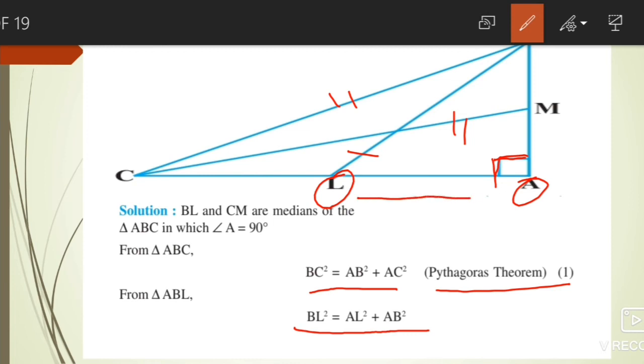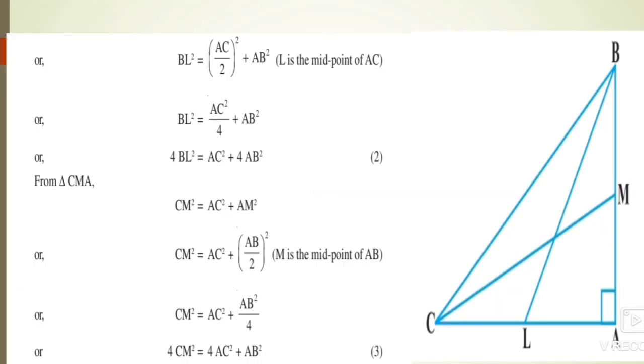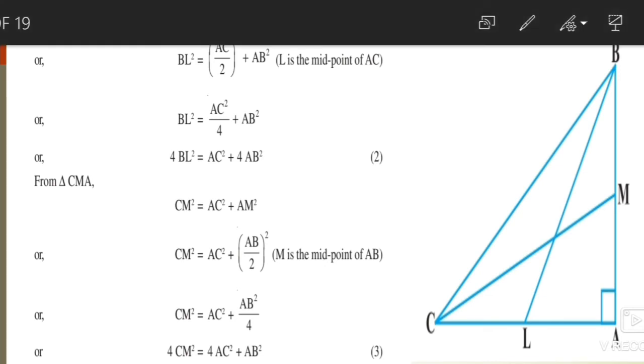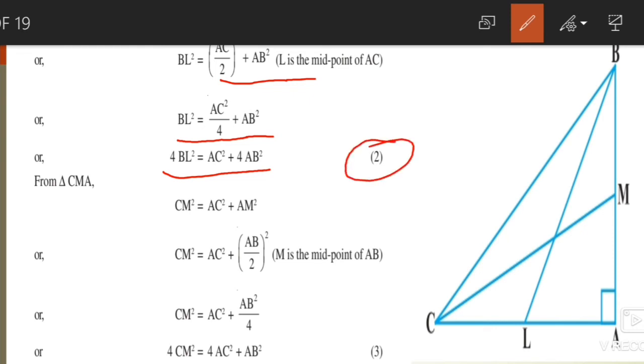Now look at this AL. This BL is the median, so you can say that AL is equal to half of AC. In place of AL square, in the next line I am writing BL square is equal to (AC by 2) whole square plus AB square. If you simplify this one, you will get BL square is equal to AC square by 4 plus AB square, that is 4 BL square is equal to AC square plus 4 AB square. Mark this equation as equation number 2.